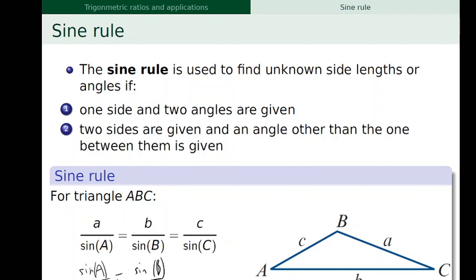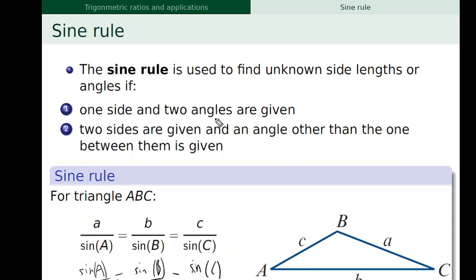Sine of A on a is equal to sine of B on b is equal to sine of C on c. So depending on what we want to solve for, you could do it so that you've got the sine of the angles on top or the side lengths on top, but those are equivalent statements, right?